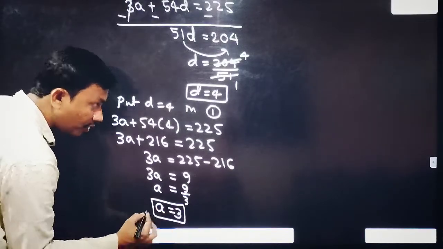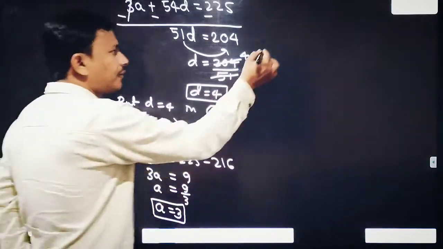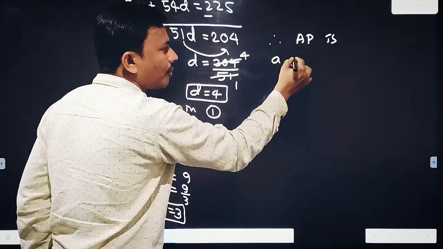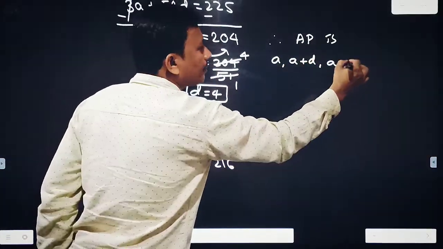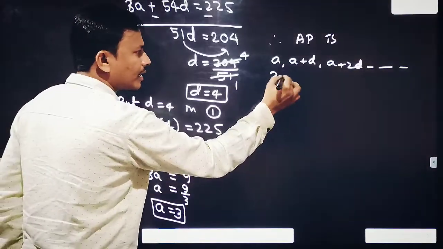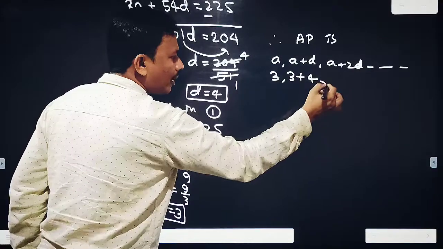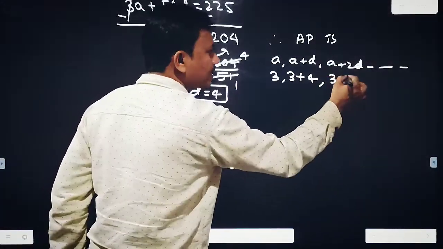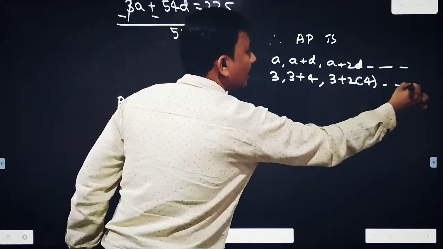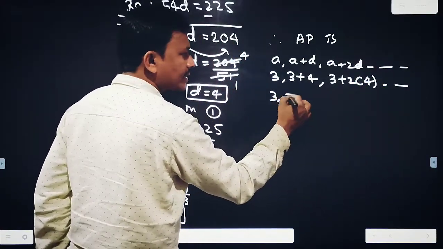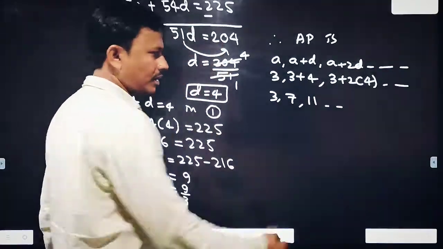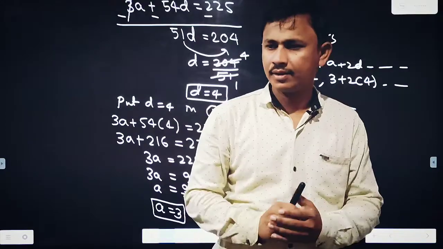We got the A value and we got the D value. Therefore, the AP is A, A plus D, A plus 2D and so on. What is the A value? 3, 3 plus 4, 3 plus 2 into 4 and so on. 3, 7, 11 and so on. Correct? This is the required solution.